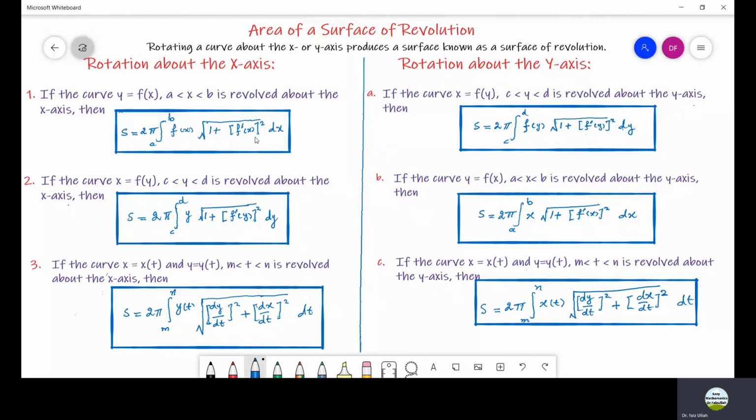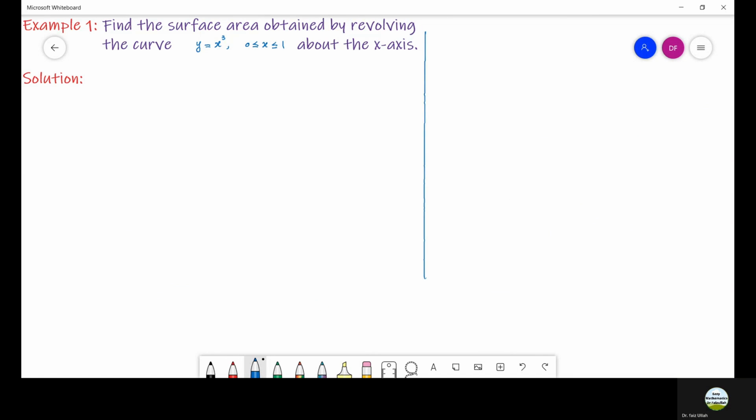Now, let us solve 6 different examples to use these formulas. In example number 1, we are given a function y is equal to f of x. f of x is x cubed, where x is between 0 and 1, and we need to find the surface area by rotating the region about the x-axis. So we shall use formula number 1. Surface area can be obtained by using this formula, where the integration is from a to b, f of x under the root 1 plus f dash of x whole square into dx.